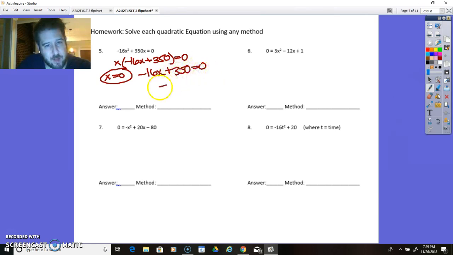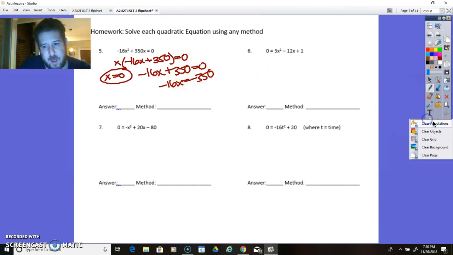Subtract 350 from both sides gives me negative 16x equals negative 350. Divide both sides by negative 16. I don't have a calculator right in front of me right at this time. I think you can handle doing the rest of that yourself. Clear annotations, of course, clear annotations doesn't work.